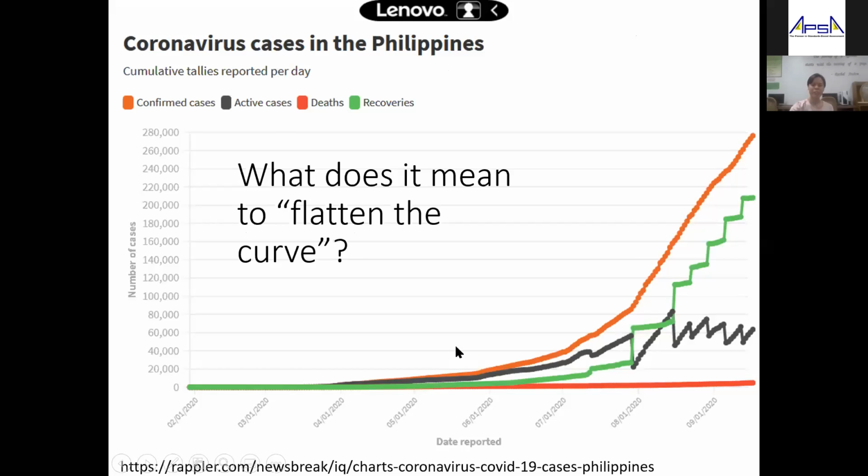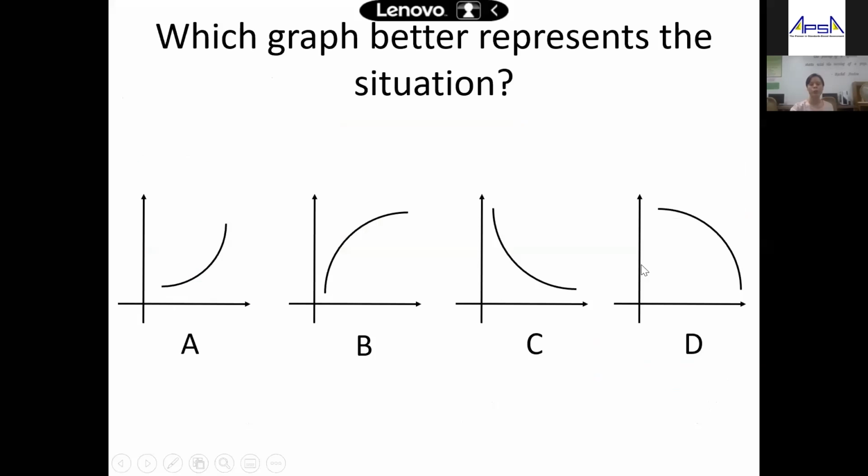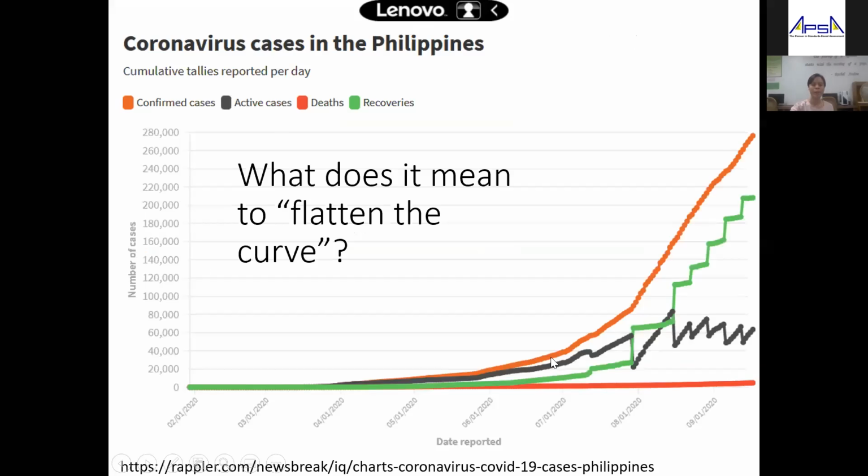And more recently, in fact, all of us are affected by this pandemic, which is the reason why we're all in this webinar rather than face-to-face. You will really see a lot of calculus concepts in COVID. Okay, this is the first. I'll show some others later. What does it mean? We always hear it. What does it mean to flatten the curve? Earlier you saw 4 graphs, right? So I showed you 4 graphs. Which of those graphs do you think can best represent the situation we have now in the Philippines?